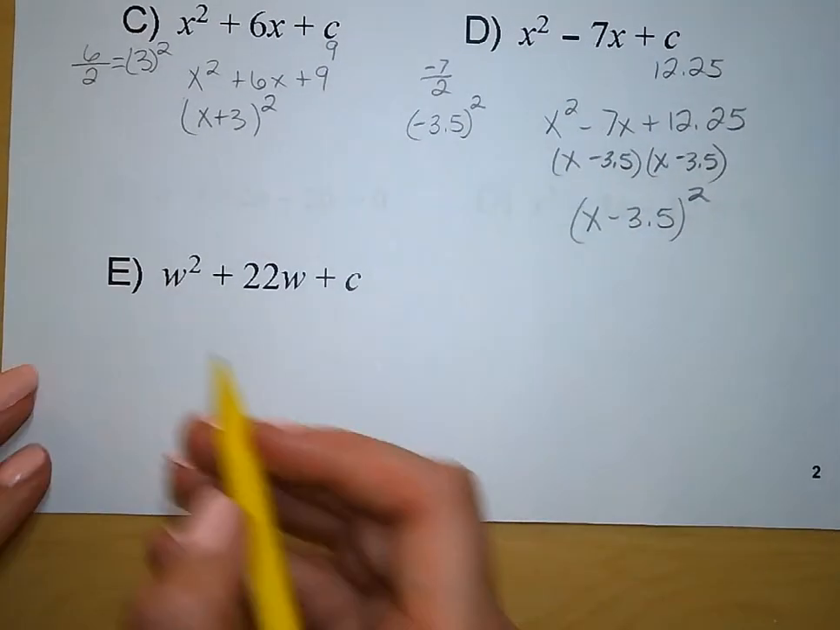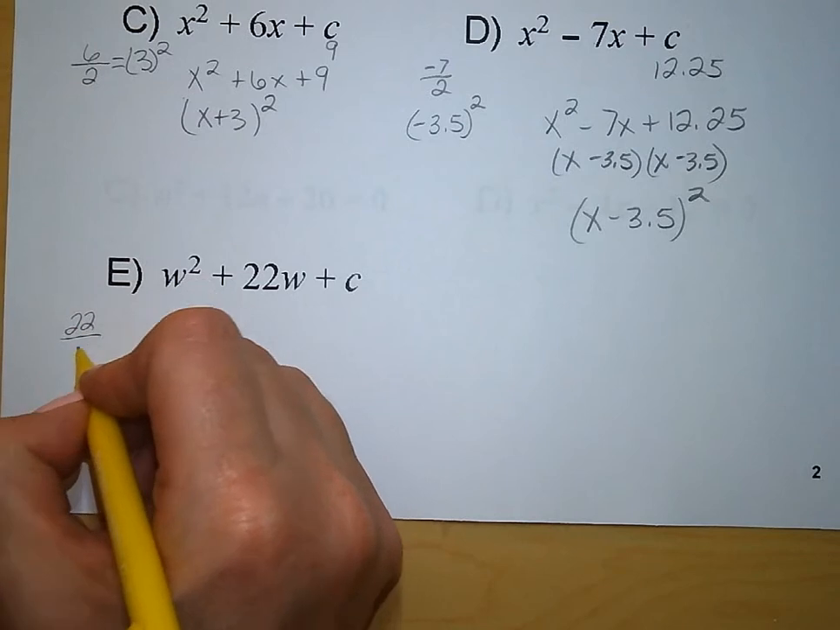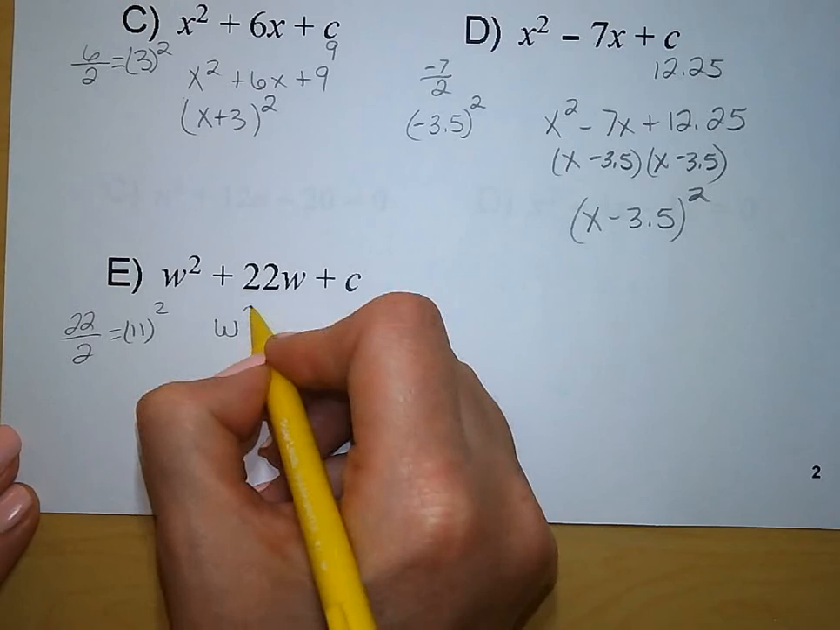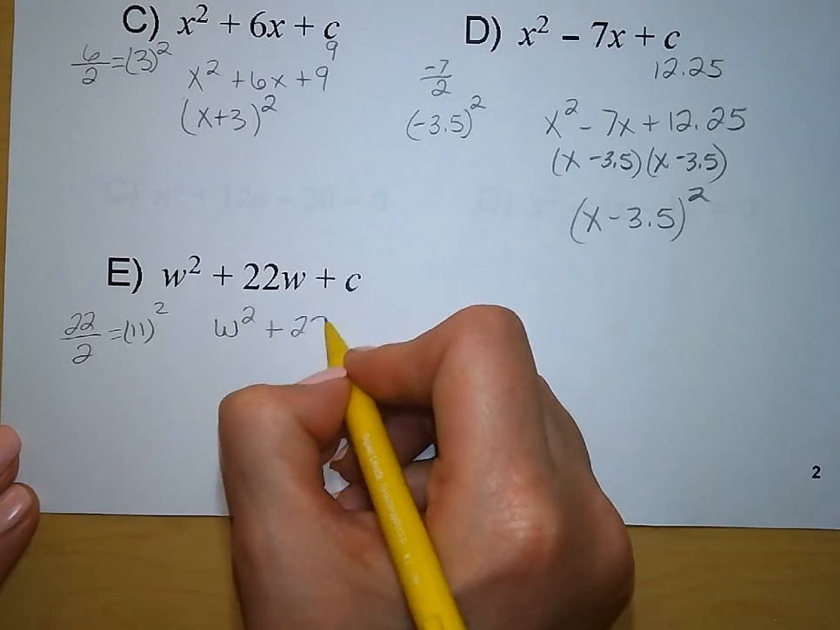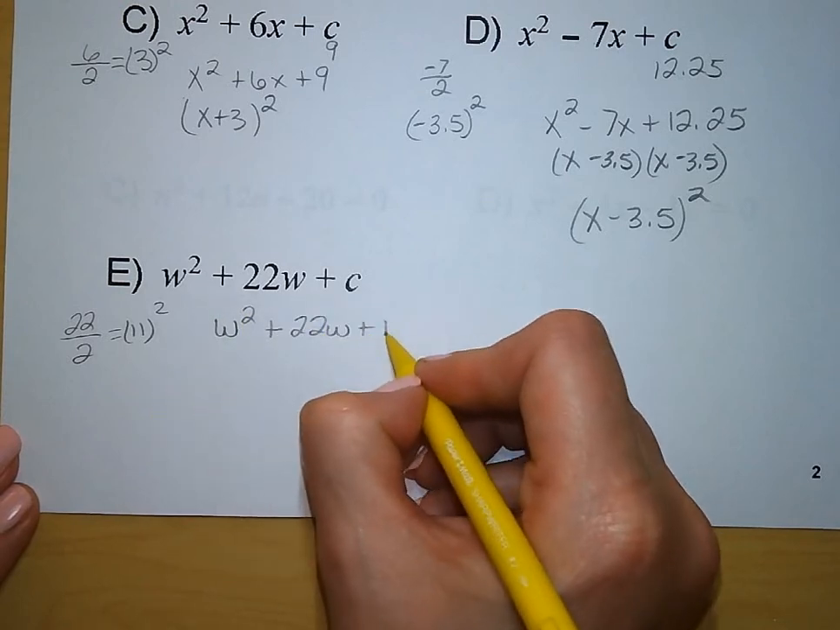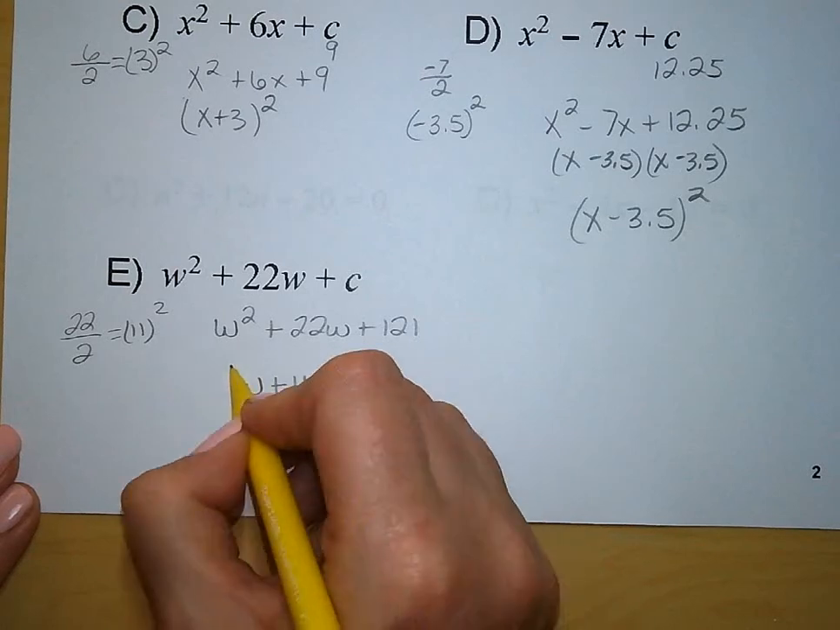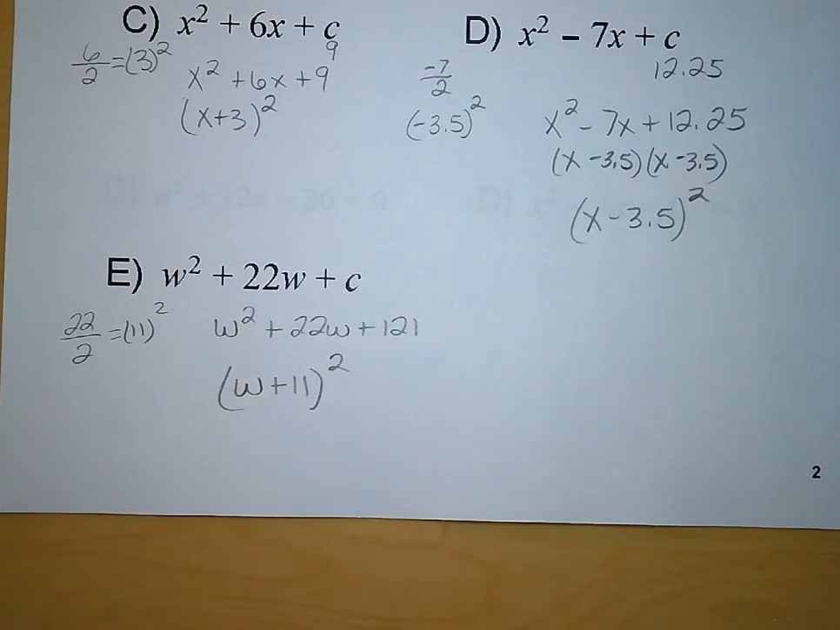All right, next up, letter E, we've got w squared plus 22w plus c. 22 divided by 2 is 11. 11 squared is, you should be memorizing this, 121. So we've got w squared plus 22w plus 121, which is w plus 11, the quantity squared.